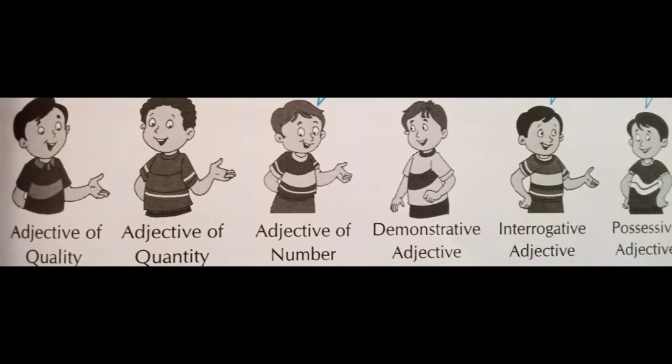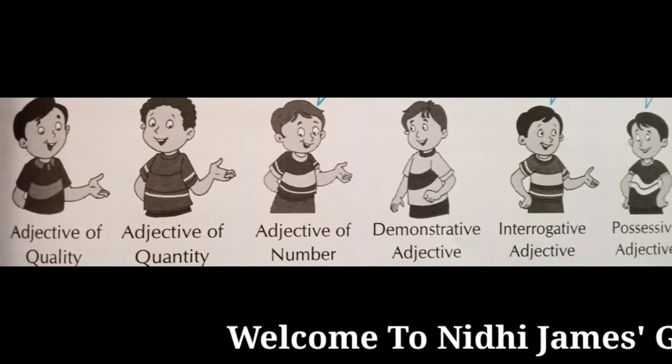The word pink tells us about the color of the kite. The word interesting tells us about the kind of movie. The word 4 tells us about the number of chocolates. These words, pink, interesting and 4, tell us more about the nouns kite, movie and chocolates.